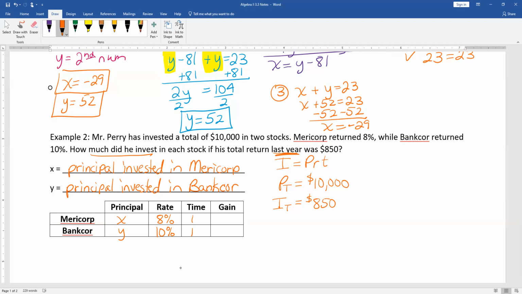So I'm going to convert the rate of 8% into a decimal. So this is 0.08 times x. Y is 0.1 y. And that's the gain.